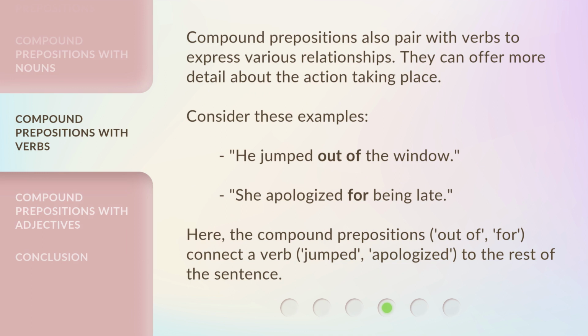Compound prepositions also pair with verbs to express various relationships. They can offer more detail about the action taking place. Consider these examples. He jumped out of the window. She apologized for being late. Here, the compound prepositions, out of, for, connect a verb, jumped, apologized, to the rest of the sentence.